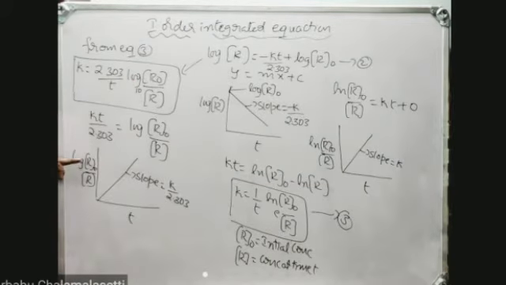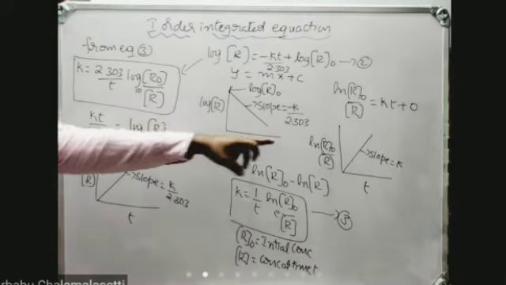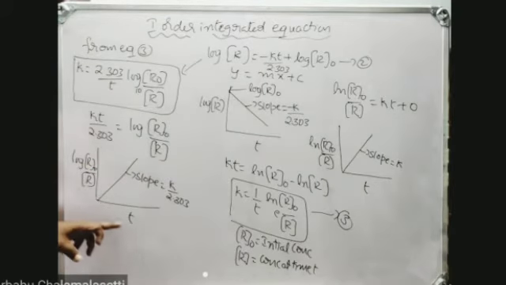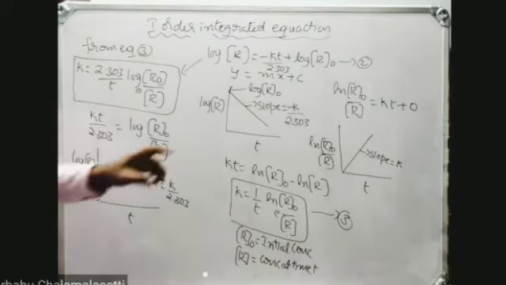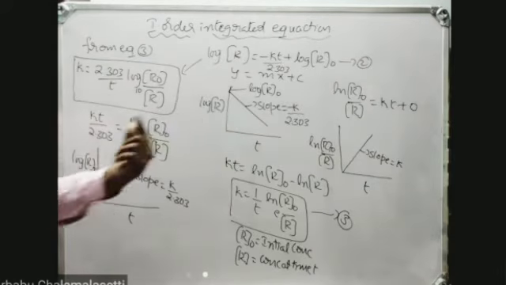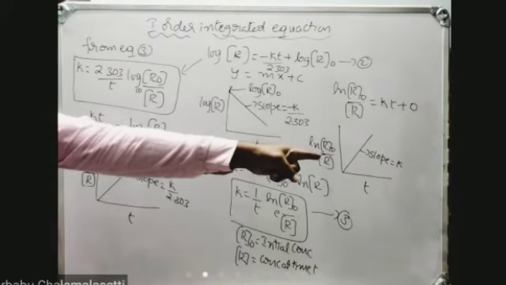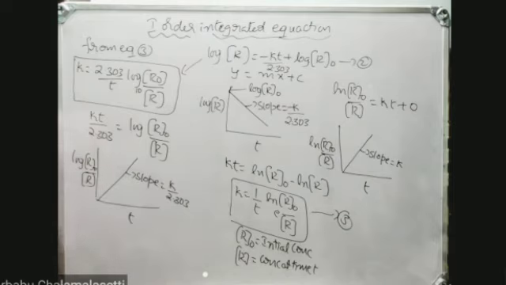If the graph is drawn instead with log r naught by r versus t, the graph is also a straight line. The shape will be the same in both cases. But the slope there is k, and here it is k by 2.303. That is the major difference between graphs drawn with log and ln.